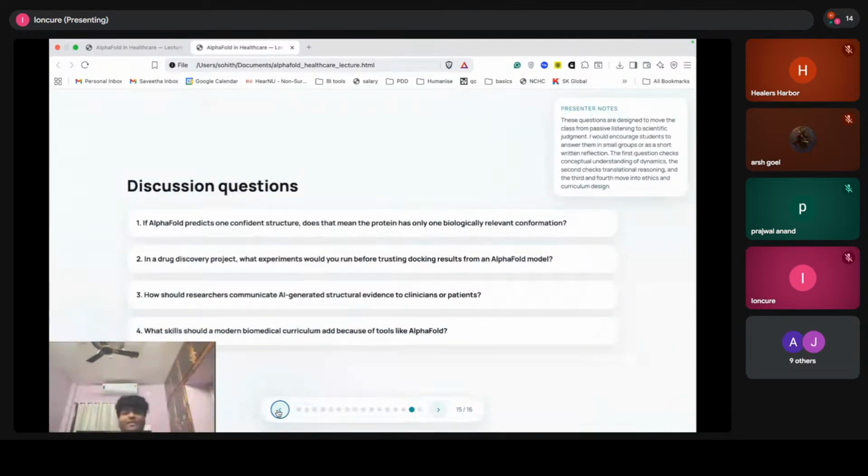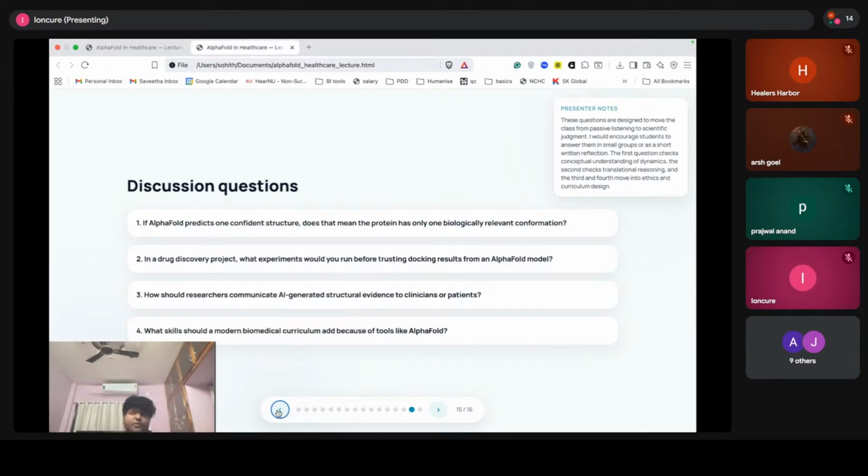These questions are designed to move the class from passive listening to scientific judgment. So I would encourage you to answer them on your own if you can. If AlphaFold predicts one high-confidence structure, does that mean the protein has only one biologically relevant conformation? This is something you can Google, or use AI for help. And in a drug discovery project, what experiments would you run in order to trust your docking results from an AlphaFold model and not the lab model? How do you trust that result? And how should researchers communicate AI-generated evidence?